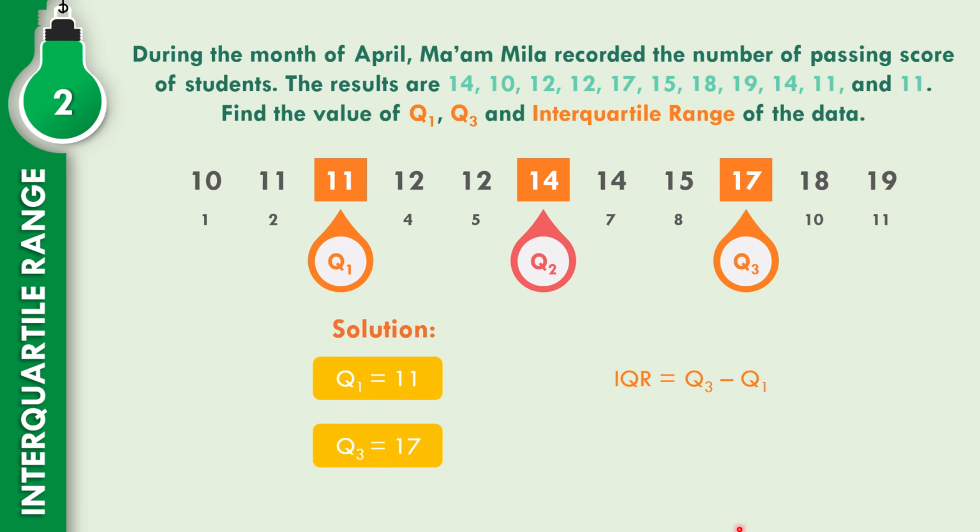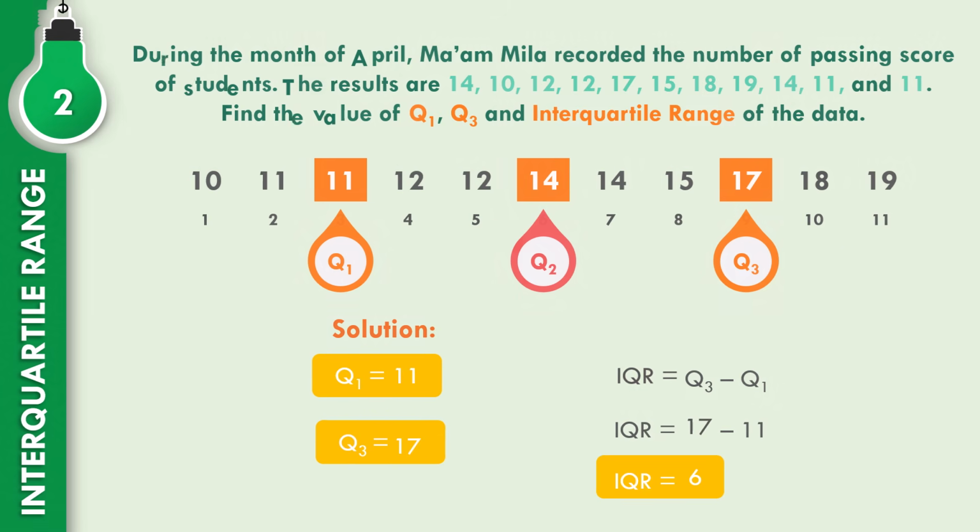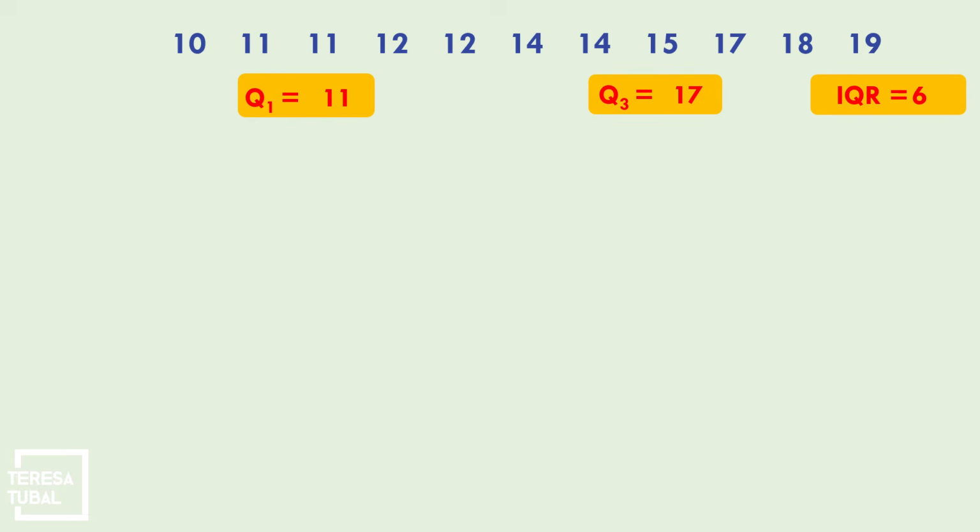So let us find now the interquartile range of the data. So Q sub 3 minus the Q sub 1. The Q sub 3 is equal to 17 minus the Q sub 1, that is 11. So 17 minus 11, the interquartile range of the data is equal to 6. Quartile 1 is 11. Quartile 3 is 17. And the interquartile range is equal to 6.